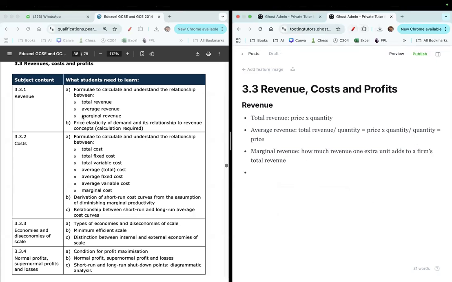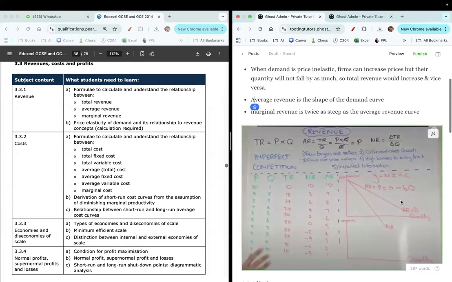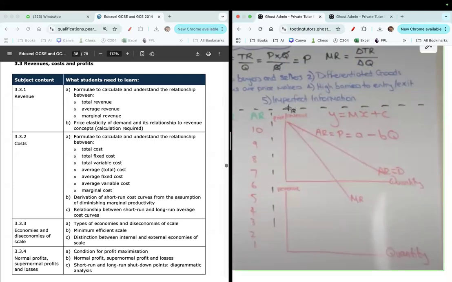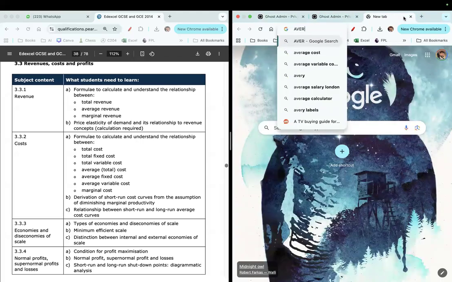Okay, and then the last bit. So we've covered the formula and the relationships between these three things. Let's just understand how they look, and then we can do this section. So average revenue is just a mapping of price. Therefore, average revenue is the same as your demand curve. Okay, so it's literally just going to look like this. Wait, let me just actually get a nice diagram.